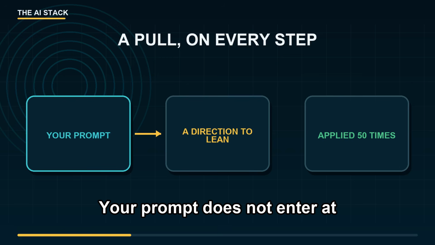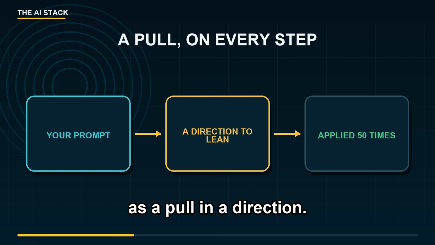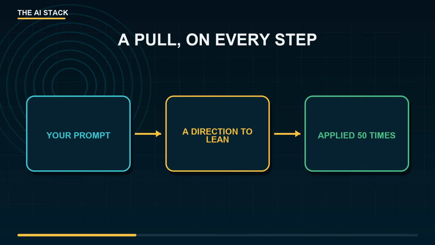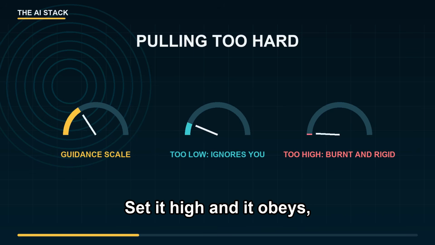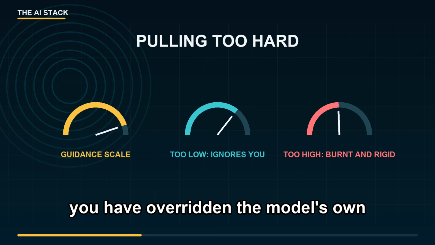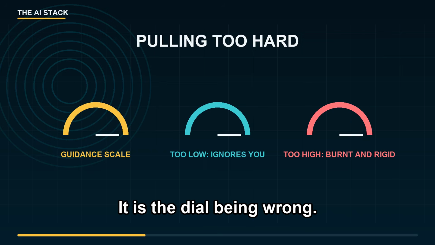Your prompt does not enter at the start and get carried out. It applies on every single step as a pull in a direction. Guidance scale is how hard that pull is. Set it low and the picture drifts off your prompt entirely. Set it high and it obeys, but goes oversaturated and stiff because you have overridden the model's own sense of what a photograph looks like. People read that as the model being bad. It is the dial being wrong.